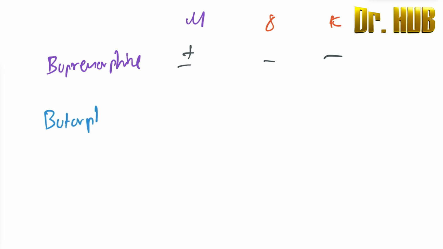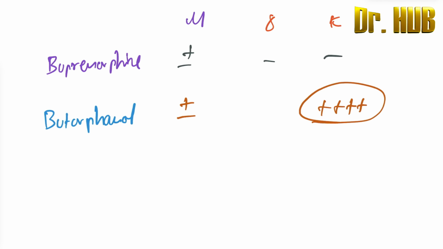Next we look at the butorphanol. So in terms of butorphanol, it is positive and negative for the mu, and then it is highly positive for the kappa. This is butorphanol.